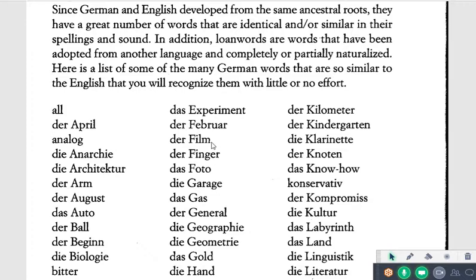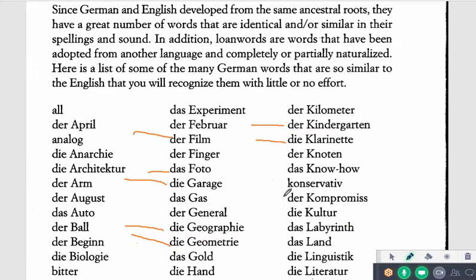If you all want to repeat with Irene together, I'll just read some words and you repeat them. Der Film, das Foto. Gut. Die Garage. Die Geographie. Die Geometrie. Der Kindergarten. Die Klarinette. Are these words that you know?